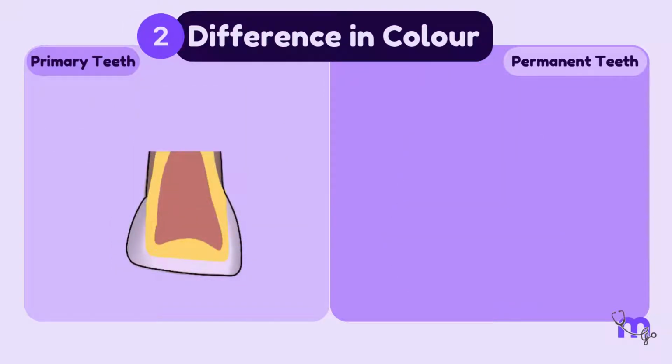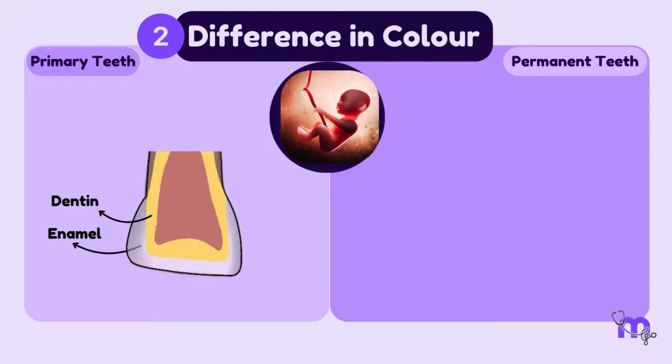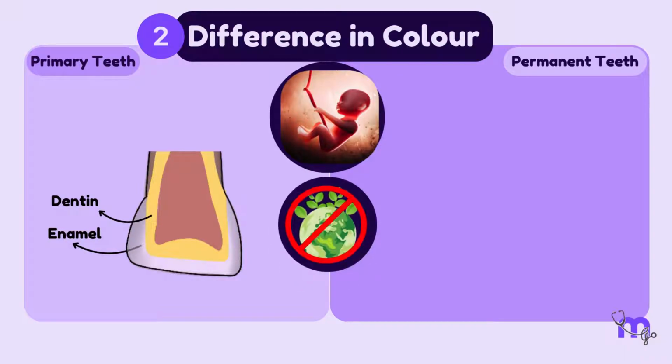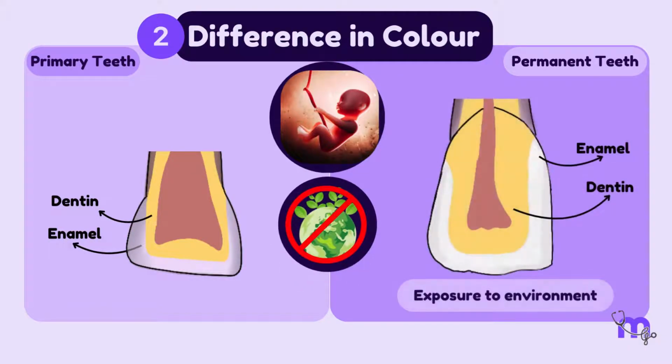The second reason is that since the enamel and dentin of primary teeth are formed in utero, there is no exposure to environmental factors during teeth formation. This enhances the quality of the enamel and dentin in primary teeth.